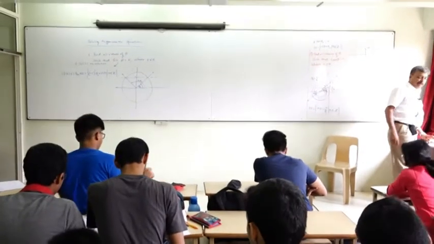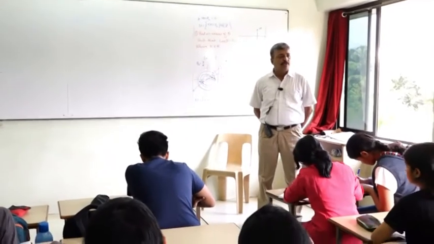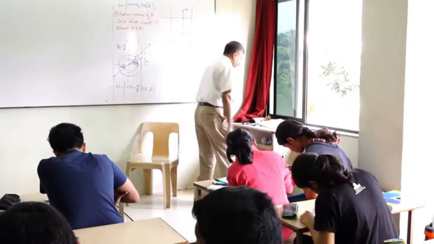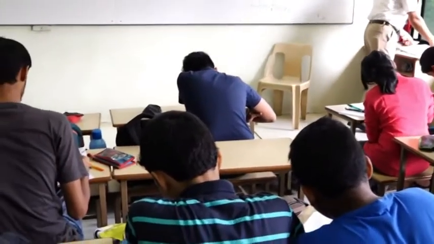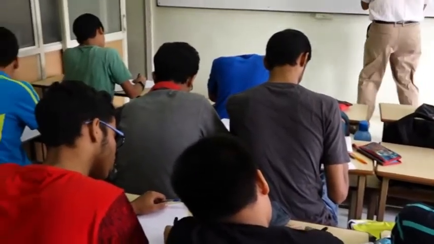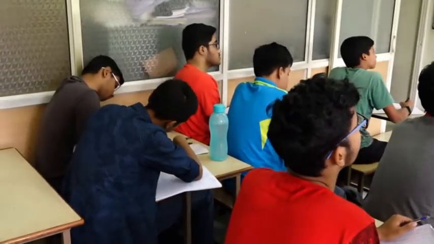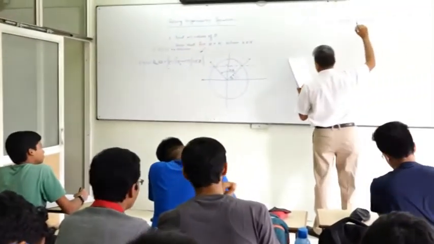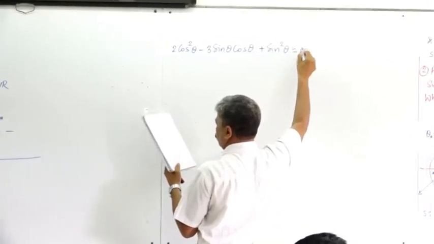Find all values of theta belonging to R such that two cos square theta minus 3 sin theta cos theta plus sin square theta is equal to 0.